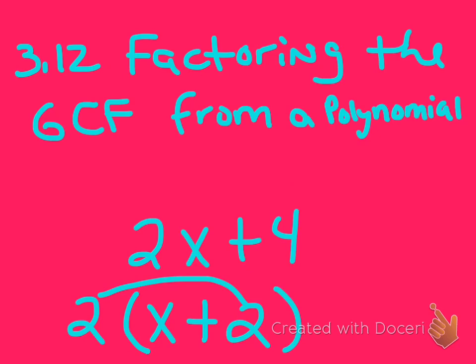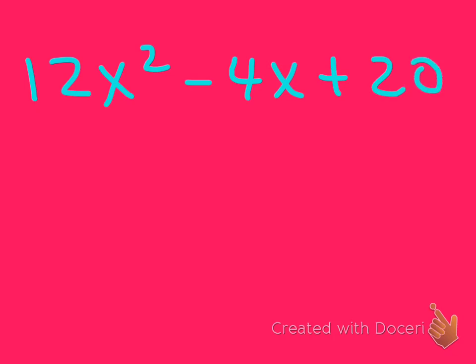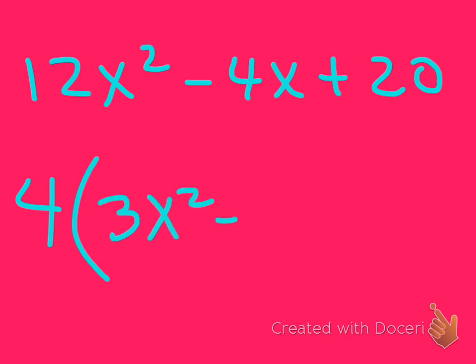So we're going to go a little bit higher up here. We're going to do another one, the one they have here: 12x squared minus 4x plus 20. We ask what's the highest number that I can divide out of all those? 4. So I write that 4 out front and then put a parentheses. And we're doing, again, the backwards distributive property. So 3x squared, minus 1, or just x, plus 5.